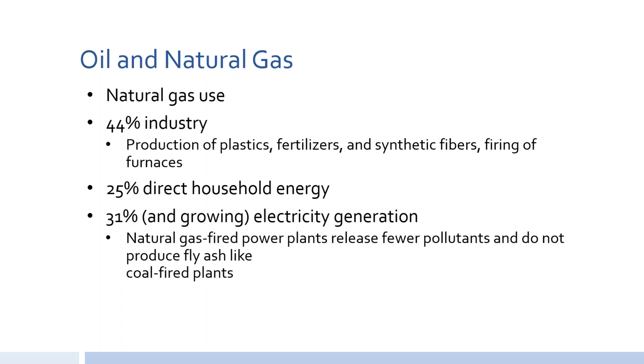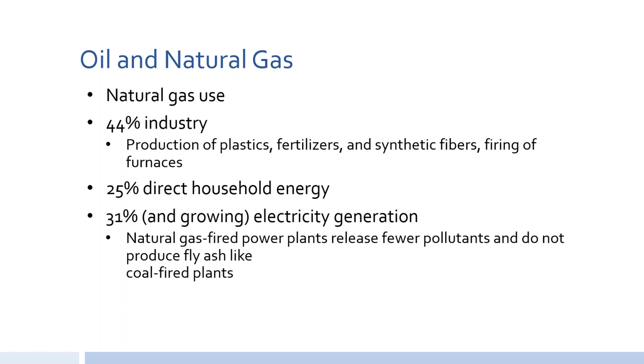44% is used for industry, the production of plastics, fertilizers, synthetic fibers, firing of furnaces. 25% is direct household energy. So you might have a gas stove in your house. You might have a gas dryer. Your heat in your house might be gas powered. That is fairly common. I have all of that in my house.